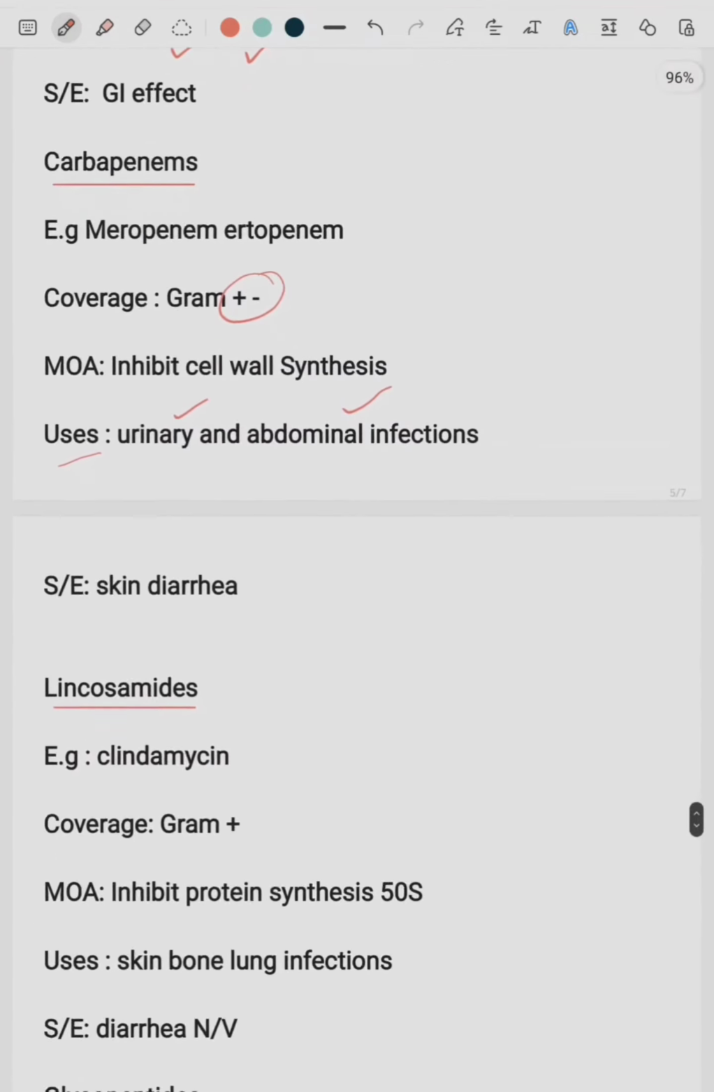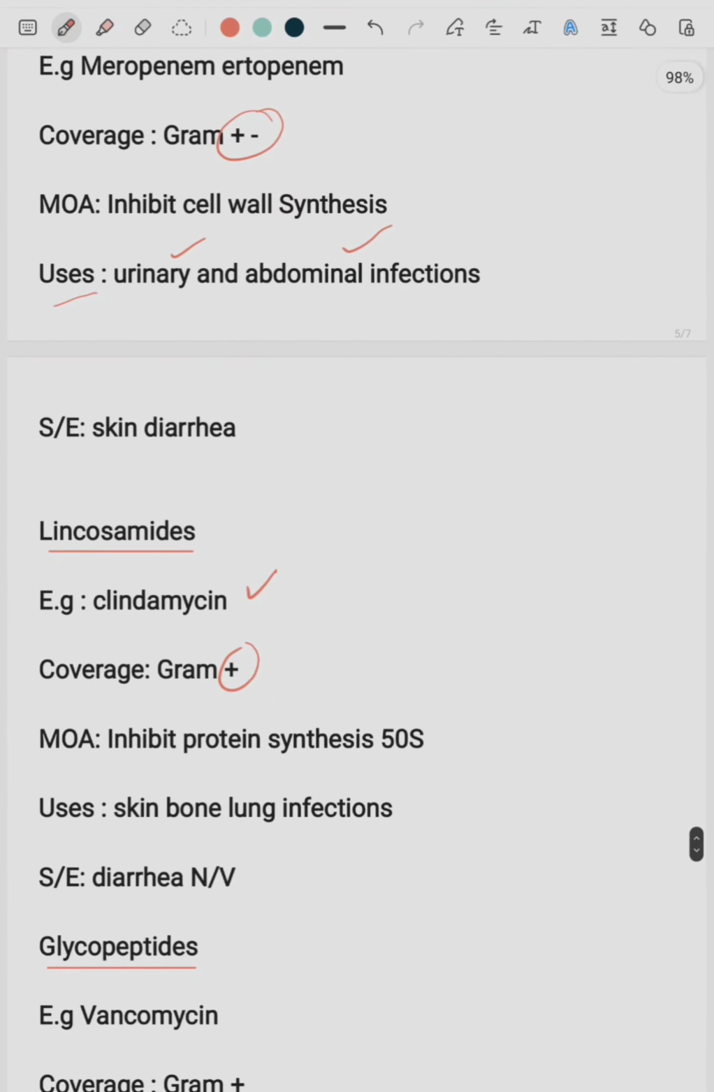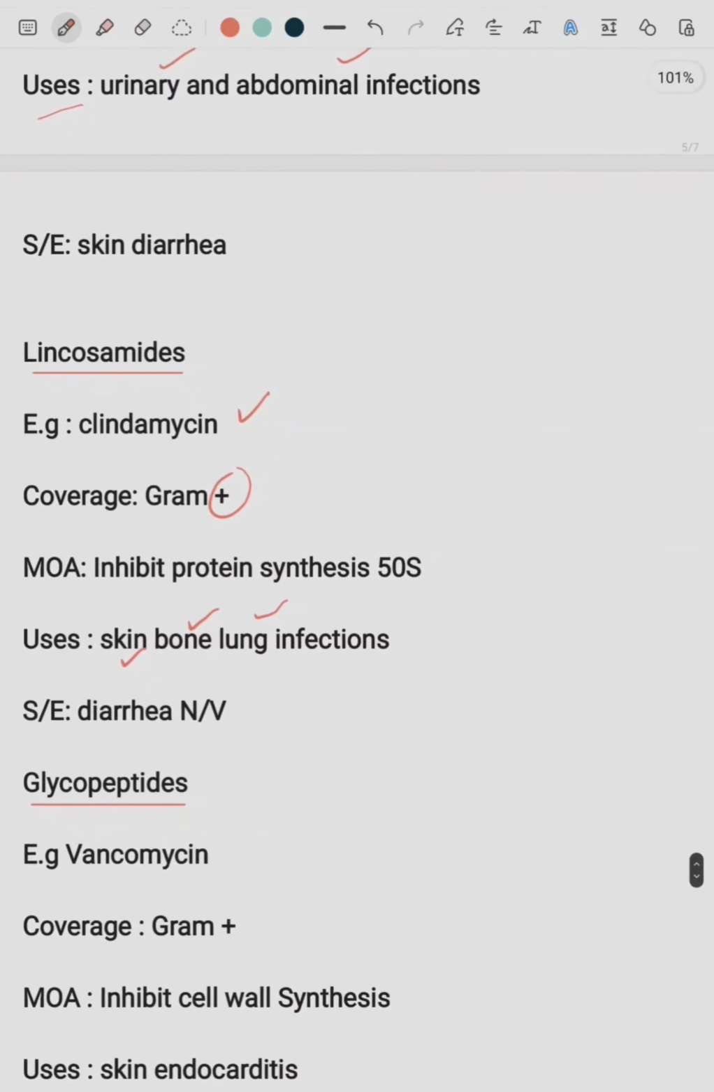And the lincosamides example is clindamycin. Coverage is gram positive and mechanism of action is to inhibit protein synthesis at 50S. Uses are skin, bone, and lung infections. Side effects are diarrhea, nausea, and vomiting.